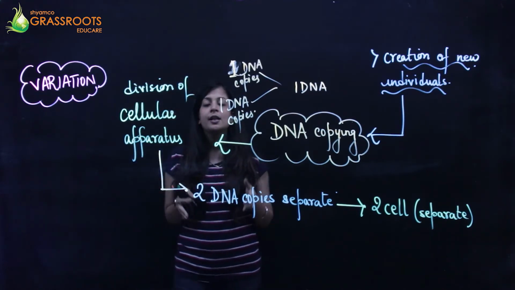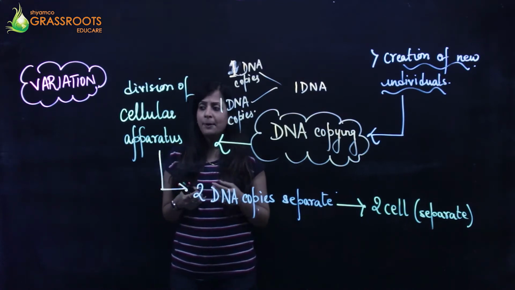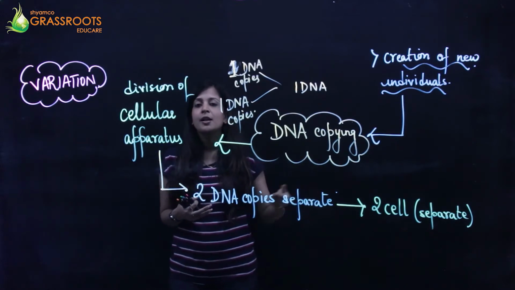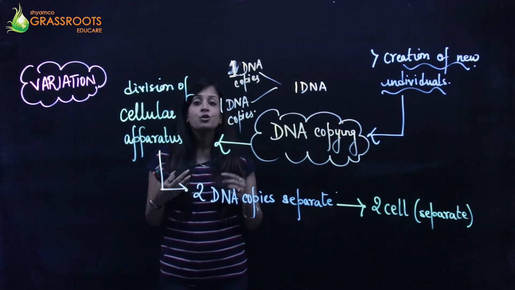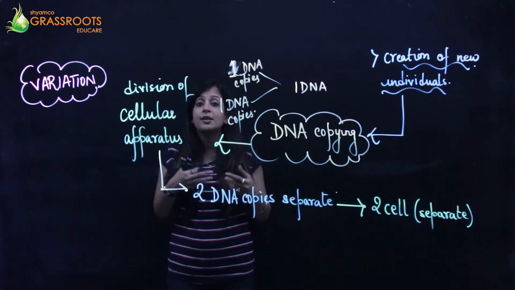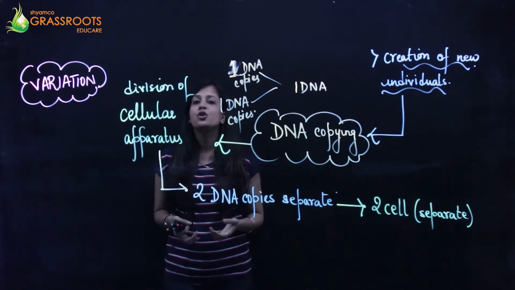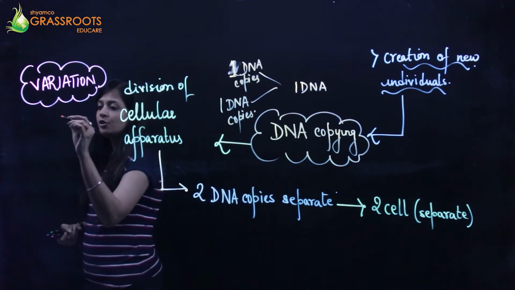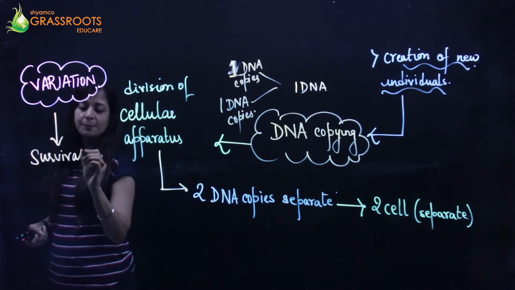So ultimately that species would not be able to survive, because in every generation there are changes in the atmosphere and the environment. We need to have variations in our body in order to provide resistance to, or to adapt to, those changes in the environment. That's why variation is very essential for the survival of the species.